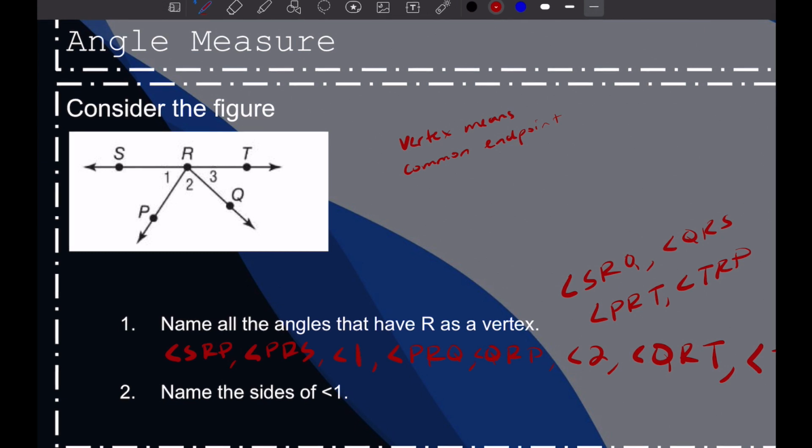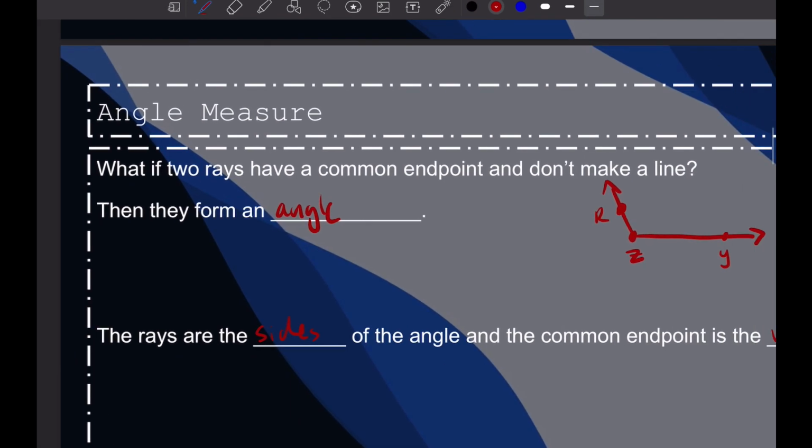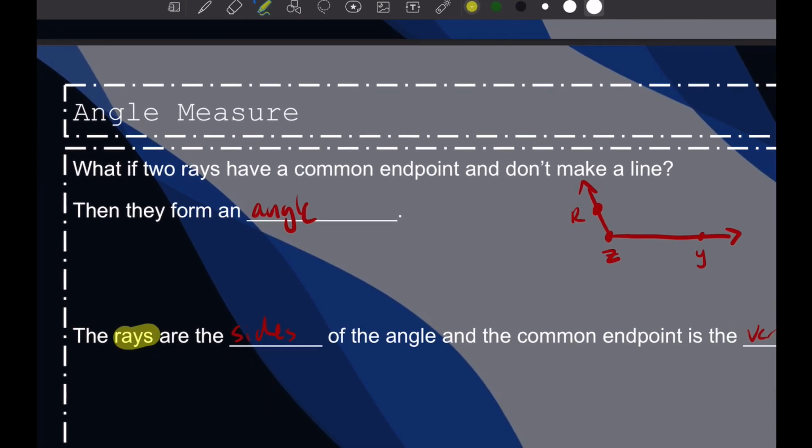Let's go ahead and name the sides of angle 1. So let's go back. It says the rays are the sides. So we need to go back to our notes and say, okay, I can definitely do this. I know how to write rays. I know the notation for rays.